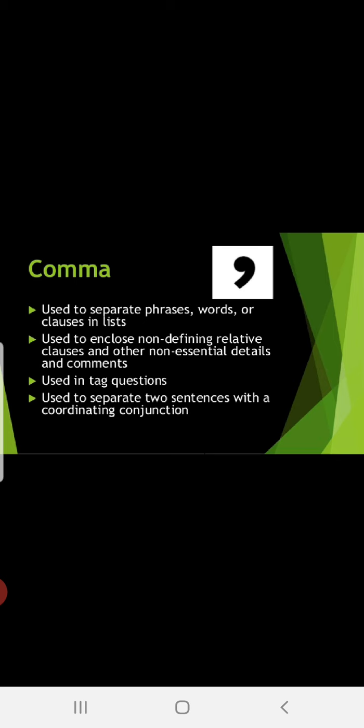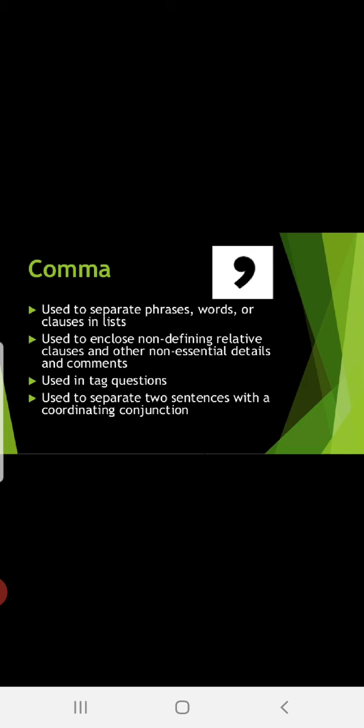Used in tag questions. Yeah. When we are tagging the question, means question tag. Okay. You are coming to school, comma, aren't you? See, we asked one question. That is question tag. You are writing homework, aren't you? See, again, you are writing homework, question mark. Aren't you? You are writing homework, comma, aren't you? When before adding this question tag, we should use comma.